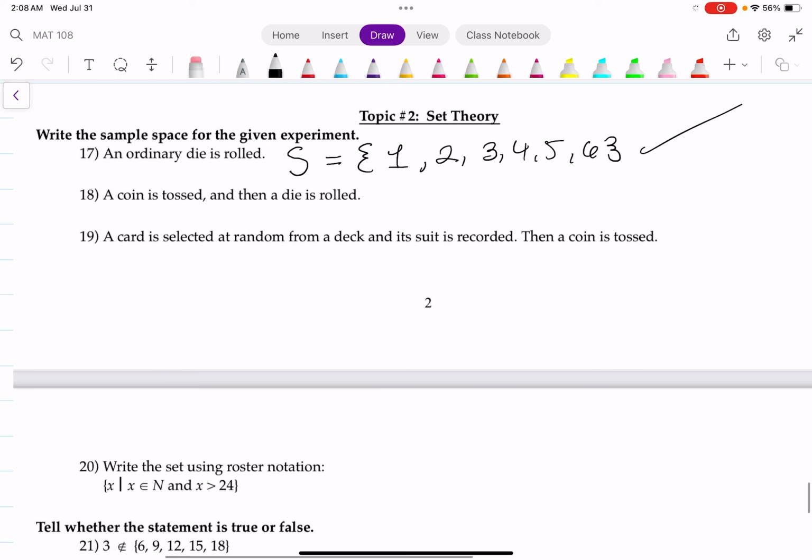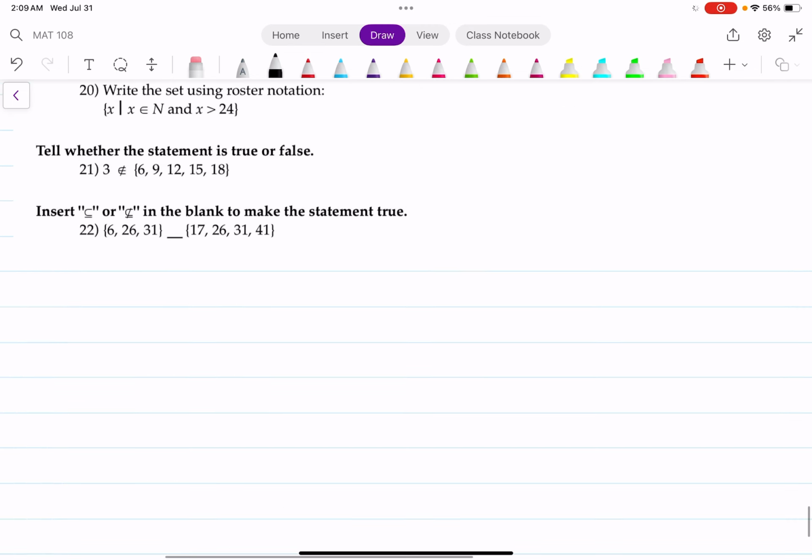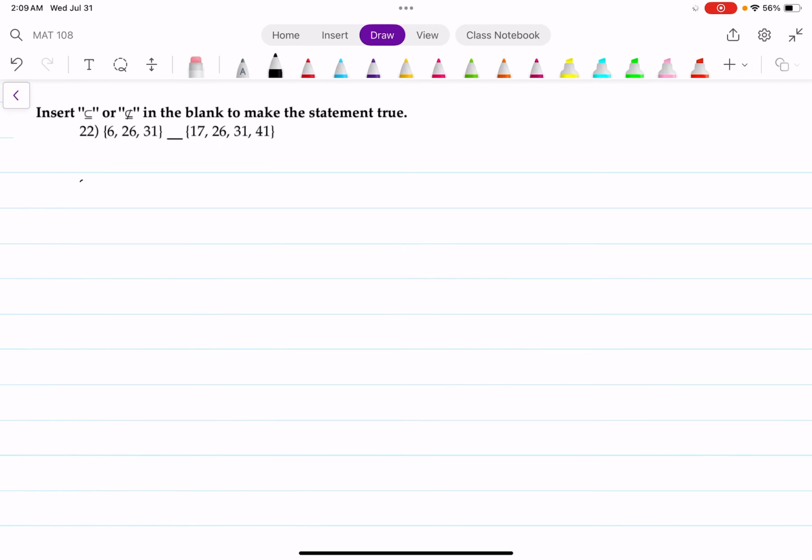Now, number 18 says a coin is tossed and then a die is rolled. So I'm going to do number 18 below. Number 18 says a coin is tossed, then a die is rolled. A coin has 2 sides: H for heads, T for tails, while my die has 6 sides.